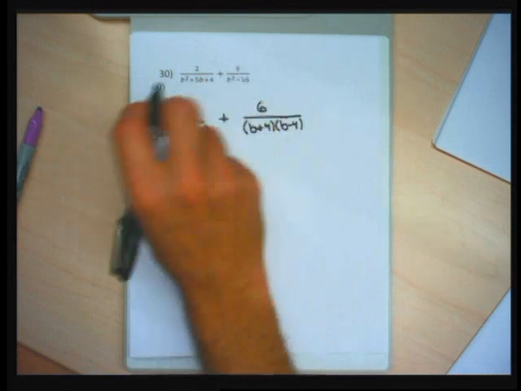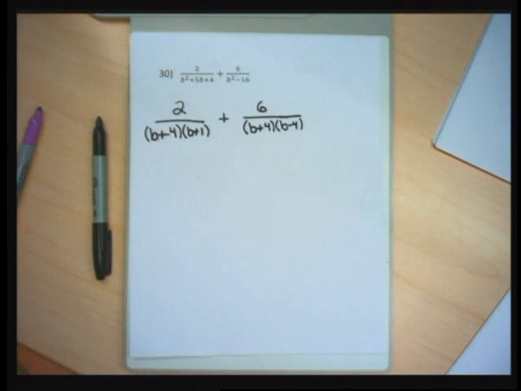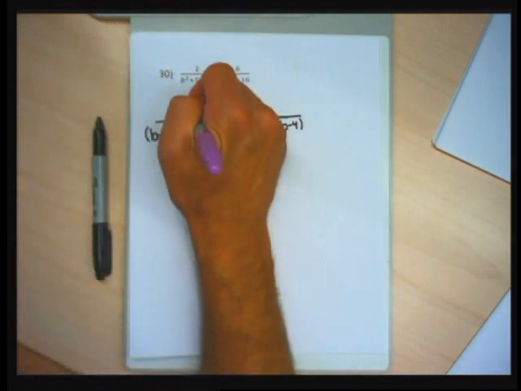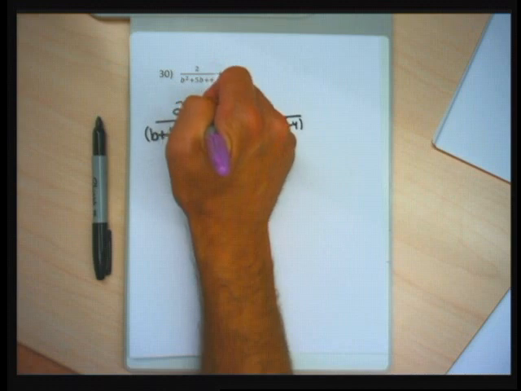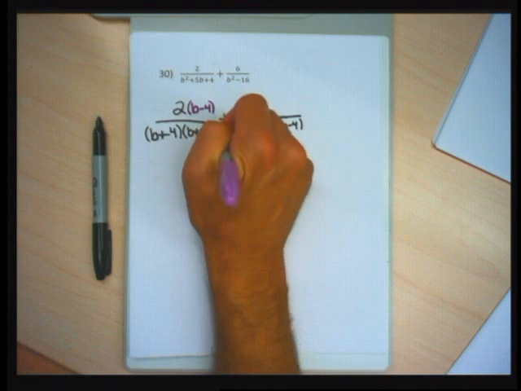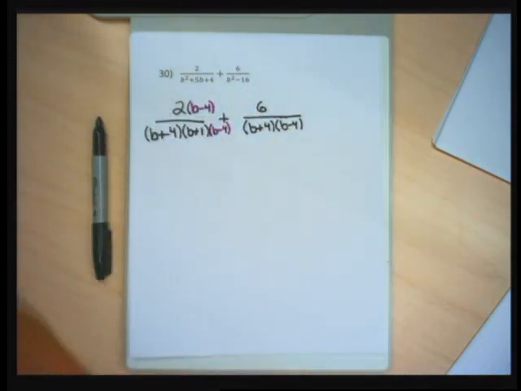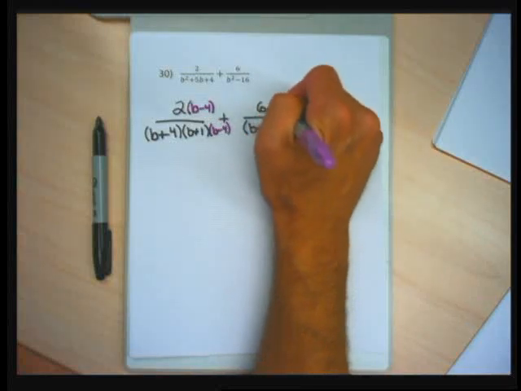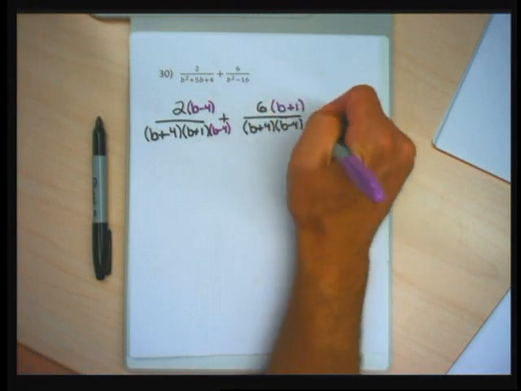I want the denominators to have all the same pieces. They both have a b plus 4 in common, which is good, but each fraction has something in its denominator that the other one doesn't. The second fraction has a b minus 4 in its denominator. I need to make the first fraction also have that b minus 4. The first fraction has a b plus 1 in its denominator that the second fraction doesn't have, and I need to make it have that.